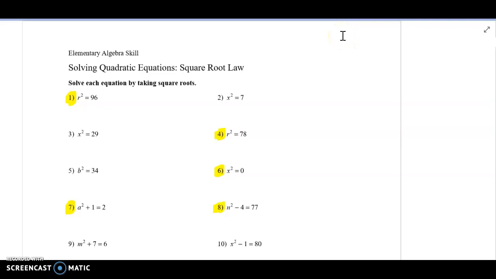Hey, seventh period, this is going to be your assignment. This is review. We're solving quadratics by square root law. So we can use this square root law when our b term is missing. Make sure you write all this too.